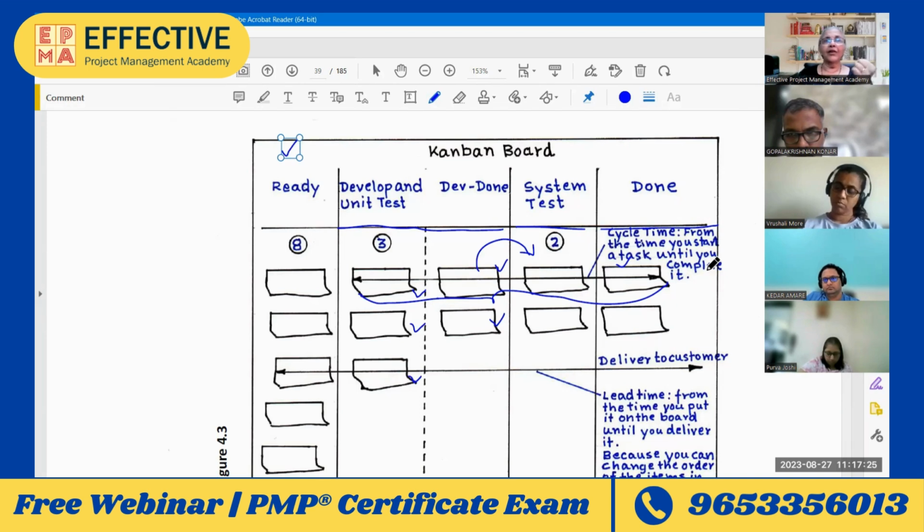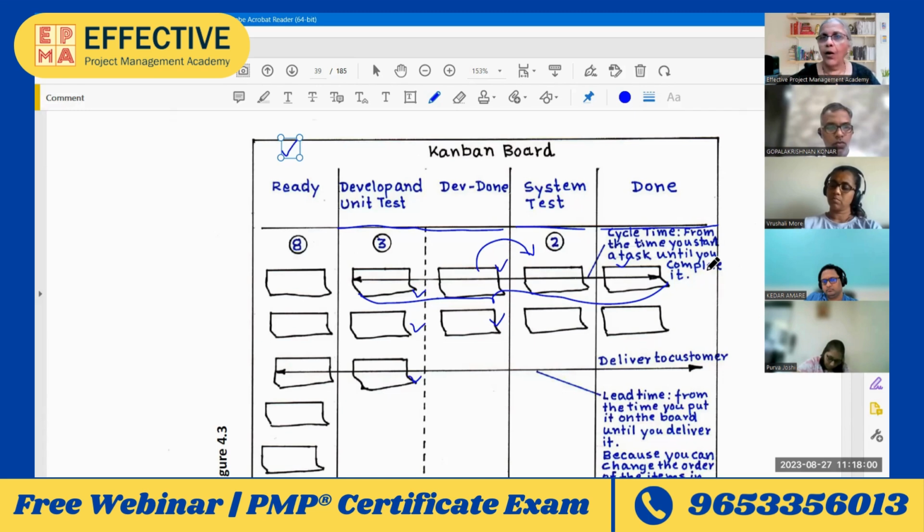The customer says, we also want to know how much time you people are taking to pick up a new story. So from the moment the story comes on the ready board till it gets delivered, that is what we are interested in. So that is what is called lead time. From the time the story comes on the ready board till the story is delivered to the customer, that is the lead time. So this is the simplest form of Kanban.